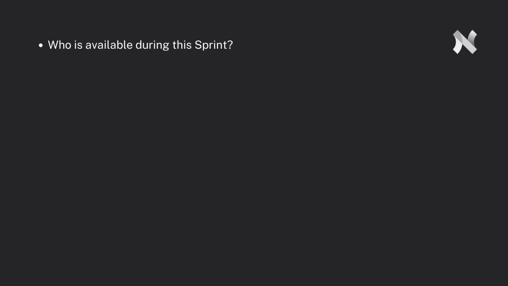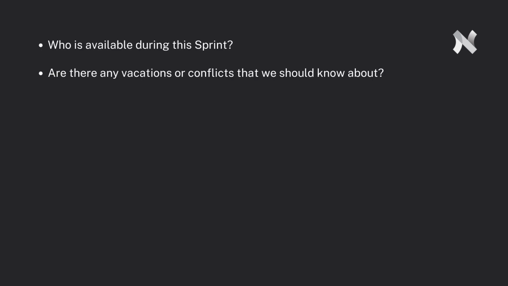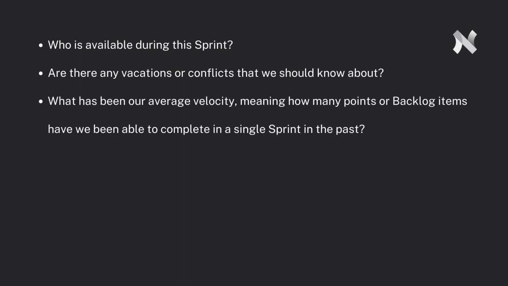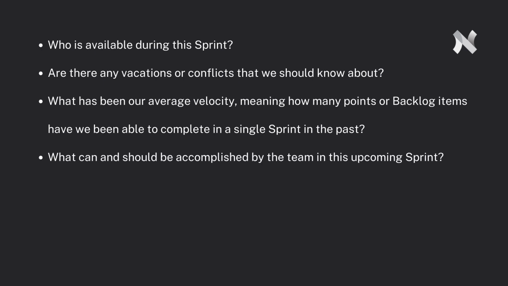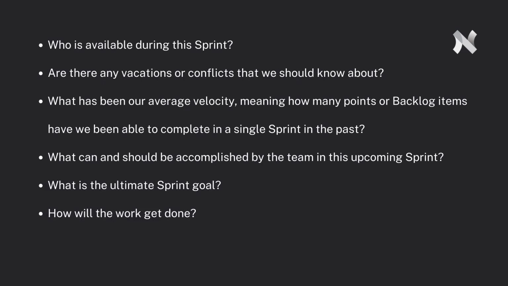Who is available during this sprint? Are there any vacations or conflicts that we should know about? What has been our average velocity? Meaning how many points or backlog items have we been able to complete in a single sprint in the past? What can and should be accomplished by the team in this upcoming sprint? What is the ultimate sprint goal? How will the work get done? Throughout the sprint, who is responsible for what tasks?